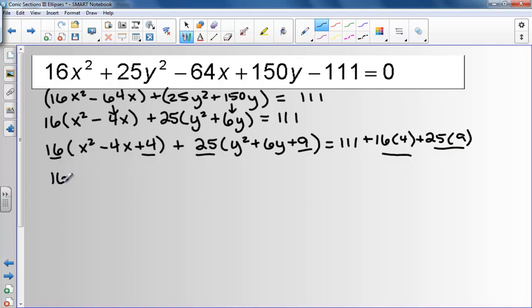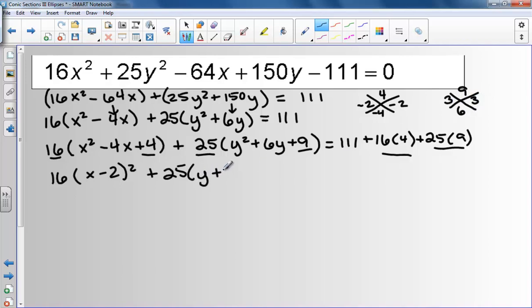Alright, so this carries down, and we will go ahead and factor here. So we come up here. A times c is 4, b is negative 4. So my factors are negative 2 and negative 2. So I've got x minus 2 twice, plus 25. We'll factor here. A times c is 9. b is 6. So 3 times 3 is 9. 3 plus 3 is 6. So I've got y plus 3 twice.